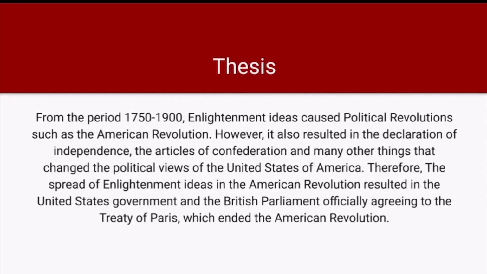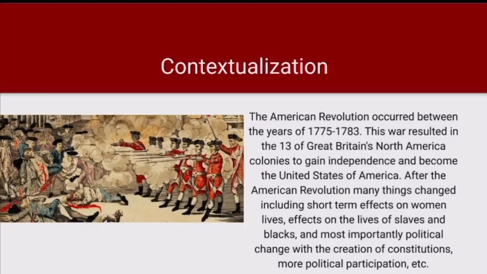Thesis. From the period 1750 to 1900, Enlightenment ideas caused political revolutions such as the American Revolution. However, it also resulted in the Declaration of Independence, the Articles of Confederation, and many other things that changed the political views of the United States of America. Therefore, the spread of Enlightenment ideas in the American Revolution resulted in the United States government and the British Parliament officially agreeing to the Treaty of Paris, which ended the American Revolution.